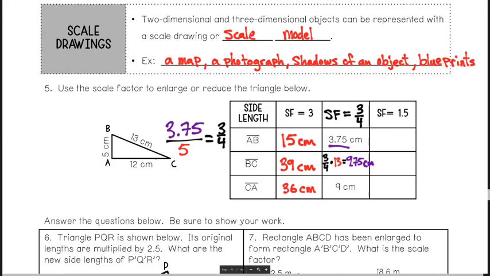And then last but not least, we just repeat the same steps that we did with the first one to get this one here. So I take my scale factor, 1.5, and I multiply each side length by 1.5. So that would be 5 times 1.5 is 7.5 centimeters. 13 times 1.5 is 19.5 centimeters. And 12 times 1.5 is 18 centimeters.